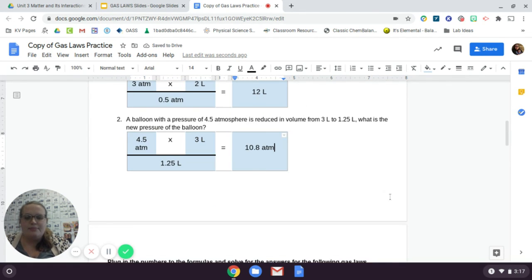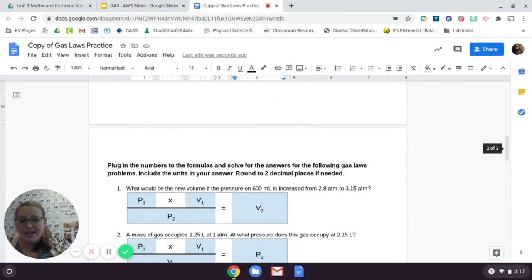So on this assignment, you're just plugging in your numbers to your formulas. Read through the problem, see what your initial pressure is, see what your initial volume is. Generally in the problem, the first pressure written is your initial pressure. The first volume written is your initial volume. You're just going to plug it in. Try to match up your units. You're going to round to 2 decimal places if you need to.